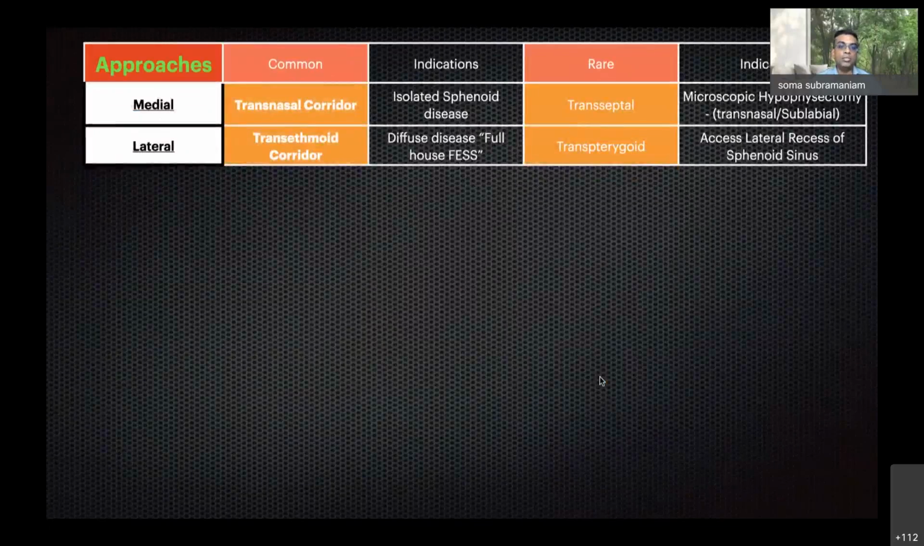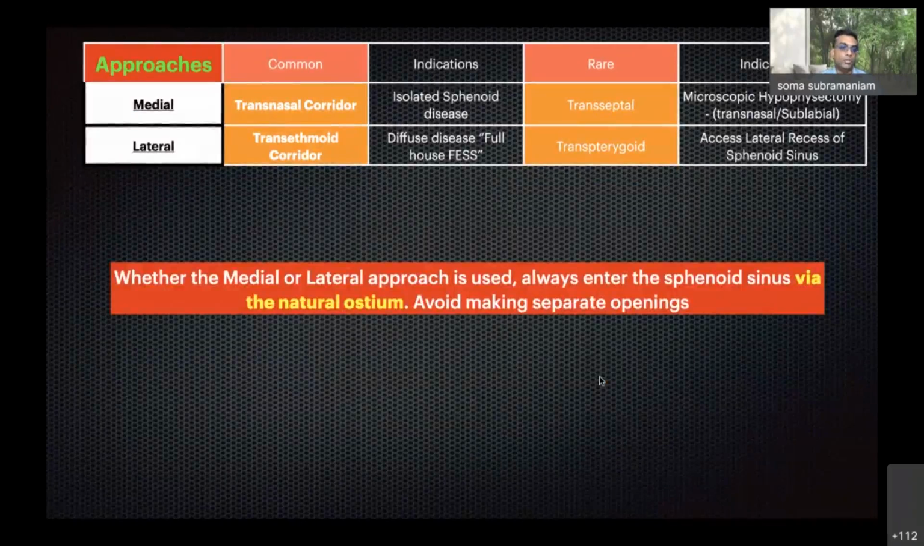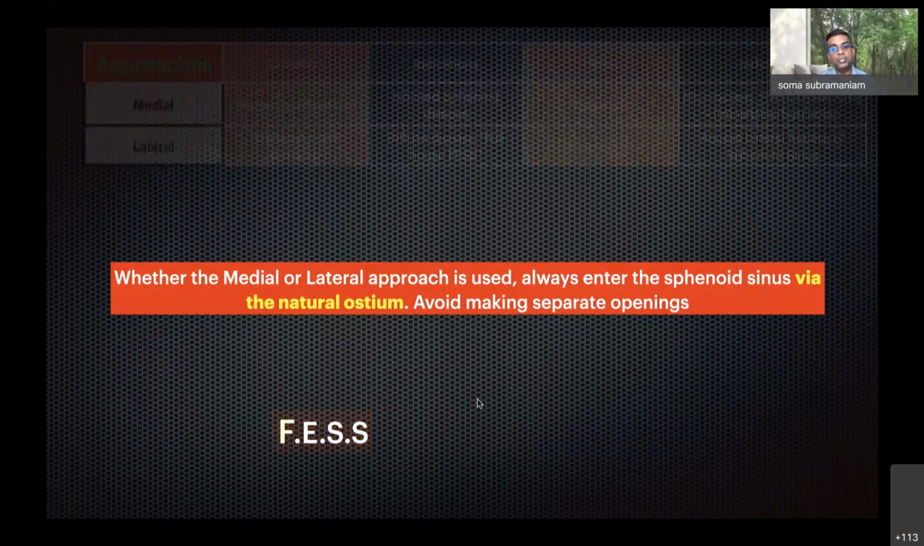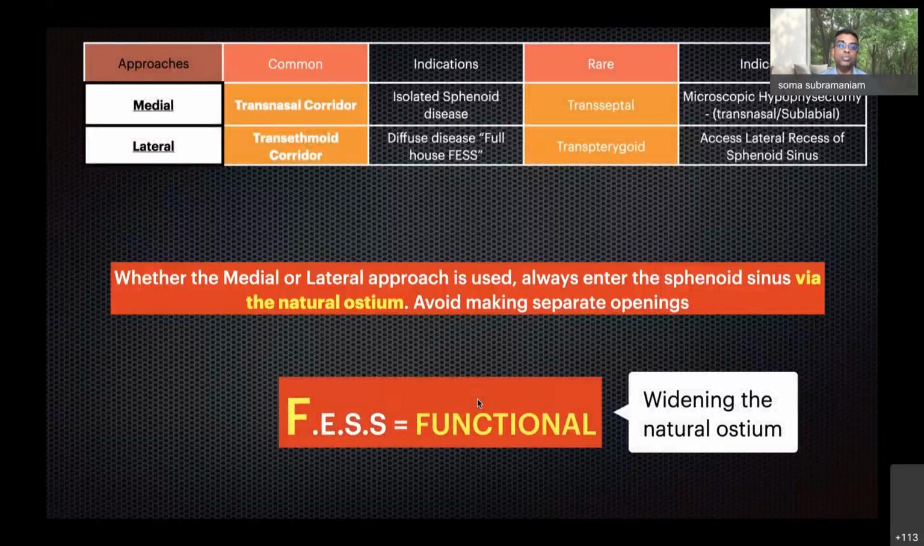So now let's look at a few basic concepts. Whenever you use a medial or lateral approach, always enter the sphenoid sinus via the natural ostium. This prevents making separate openings. This is something that I would advise all training surgeons to do routinely, whichever approach you use, because that keeps you out of trouble. And let's remind ourselves that the F in FESS is actually functional. What that means is basically to restore function by widening the natural ostium.